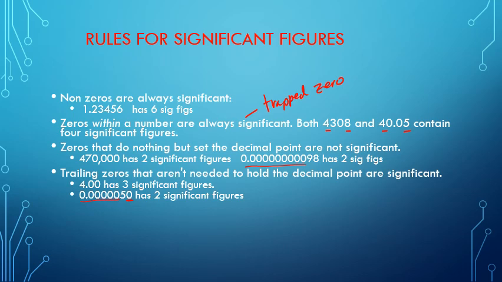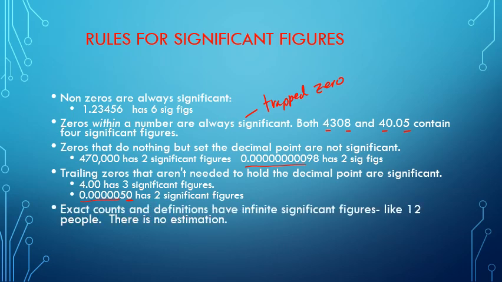So this would be an example, again, of a trailing 0. The last thing, if we have exact numbers or definitions, they will have an infinite number of significant digits. So if we were to count and we saw that there were 12 people, that's not an estimate. That is an exact number. Same type of thing if I go to the store and I buy a 6-pack of Cokes. There would be exactly 6 cans of Coke, and therefore that would not be an estimated number, that would be an exact number.